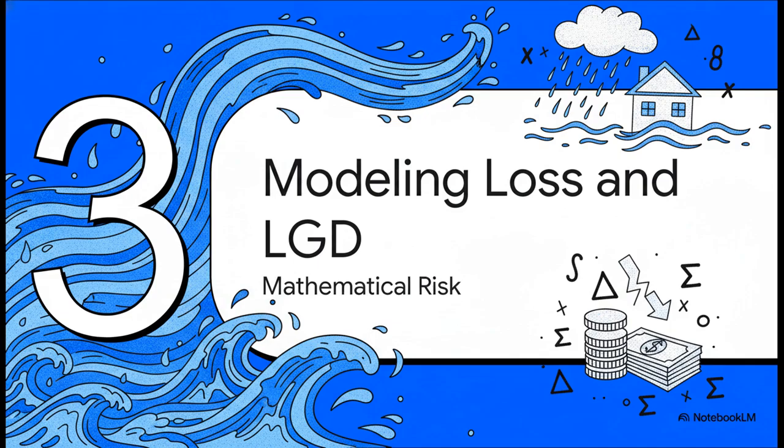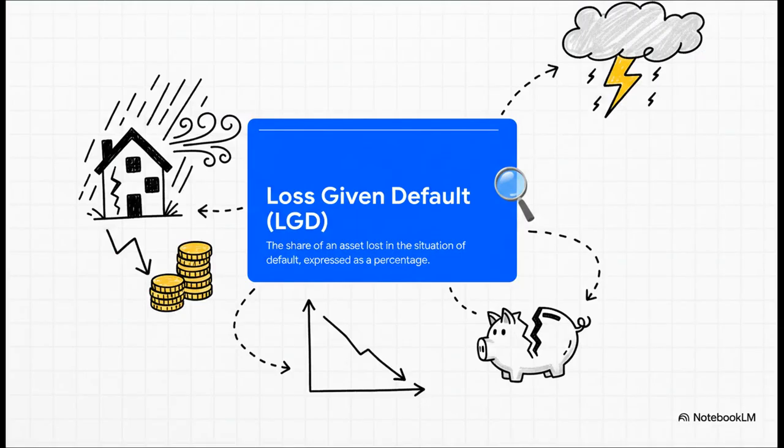All right, Section 3, Modeling Expected Loss and LGD. Okay, so we've mapped the properties. Now comes the big so what question. What happens to the math when that 1% flood actually hits? The first financial pillar we need to break down for metric FN-MF-450a.2 is loss given default, or LGD. SASB defines LGD as the share of an asset lost in the situation of default, expressed as a percentage.